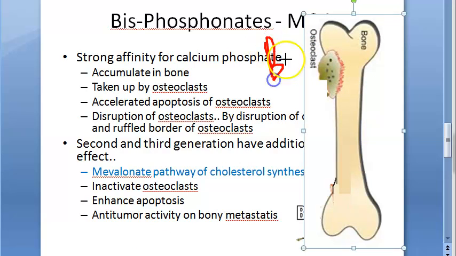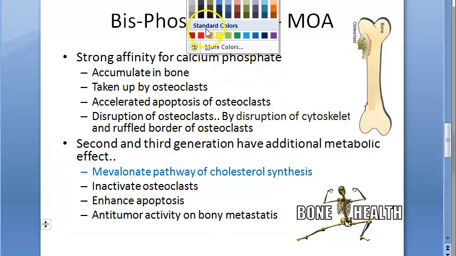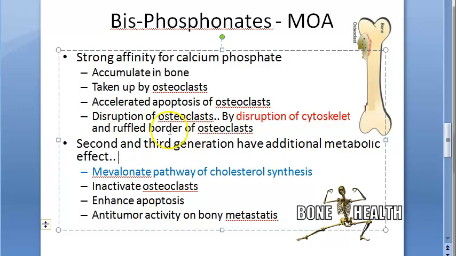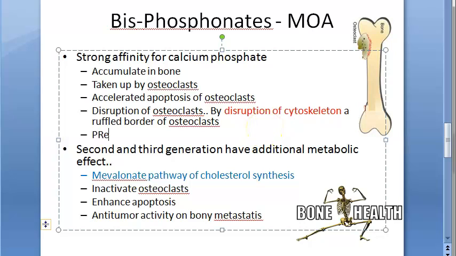So bisphosphonates have affinity for calcium. They go near the bone, the osteoclasts pick them up, and these osteoclasts get destroyed. The apoptosis of osteoclasts happens, so nobody is going to eat the bone. Easy, right? That is how it works. The cytoskeleton of the osteoclasts gets disrupted because of these bisphosphonates. So that is one way of preventing bone resorption.